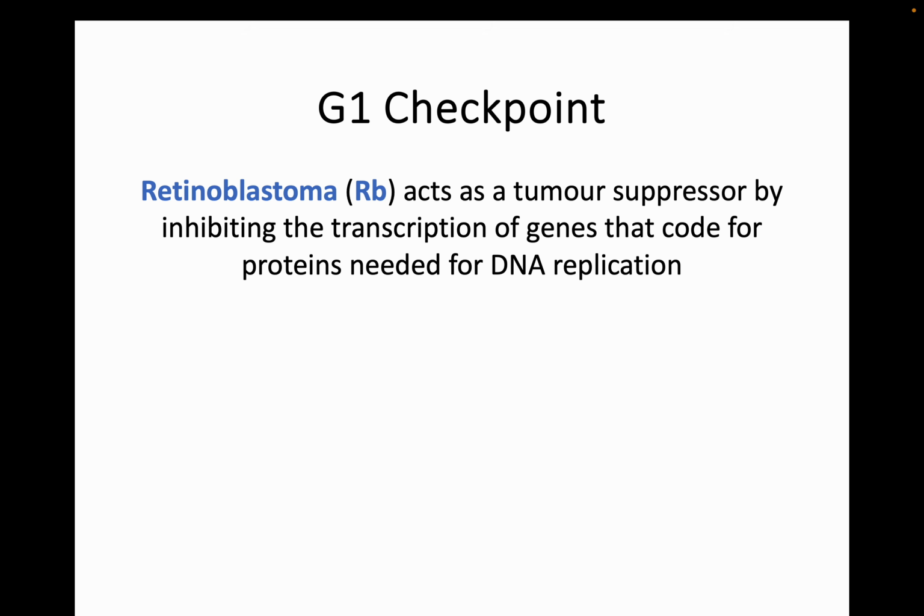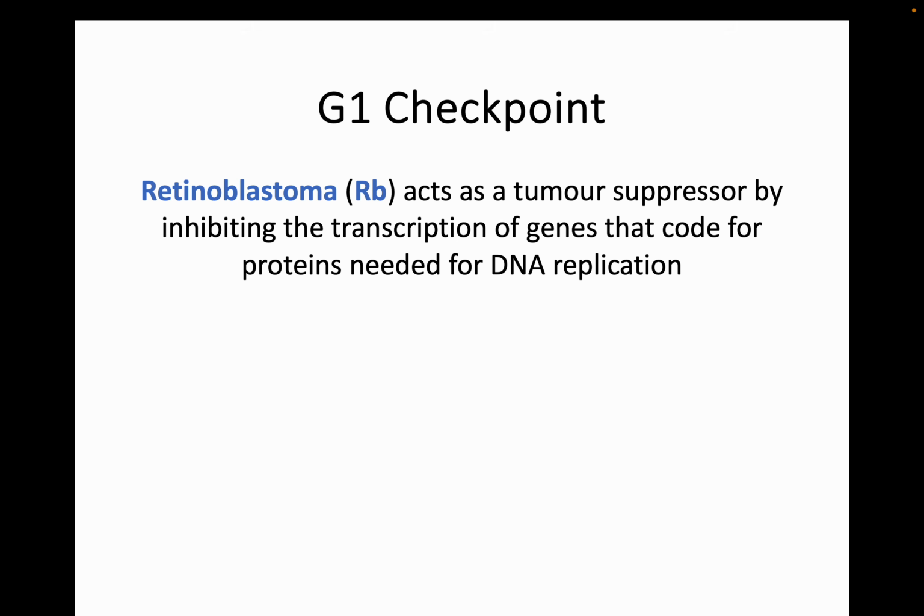Now, the next one that we're going to talk about a bit more, and is a bit more complicated, is what's called your G1 checkpoint. Now, there's going to be another word that we're going to come across here called retinoblastoma, commonly referred to as RB. And the role of RB is to act as a tumour suppressor, so to try and stop tumours from forming. Now, how it does this is it inhibits the transcription of genes that code for the proteins needed for DNA replication. So, simply put, your RB is there to inhibit the transcription of these genes that are going to create all these proteins that allow further replication of DNA.